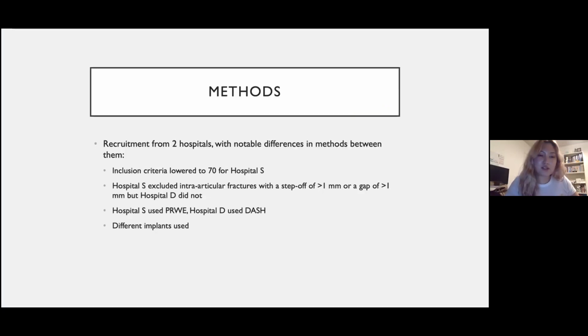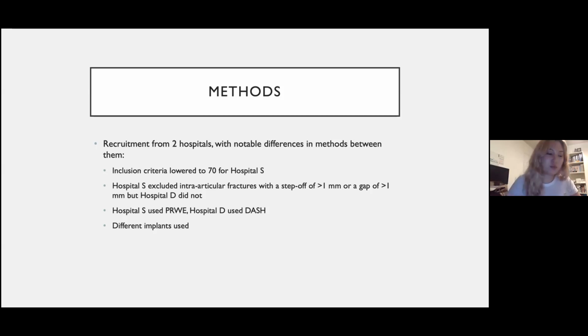So the methods, I'm just going to quickly list a few of the flaws I saw. They recruited from 2 different hospitals, which did have some differences in recruitment methodology. As I mentioned before, the inclusion criteria was lowered to 70 for Hospital S. The hospital names are very long and Swedish, so I'm just going to abbreviate them. Hospital S excluded intra-articular fractures with a step off of greater than 1 millimeter or a gap of 1 millimeter, but Hospital D did not. Hospital S used the PRWE and Hospital D used the DASH score as their primary outcome measure, and both hospitals used slightly different implants. These are just things that were noted in the methods section of the paper.